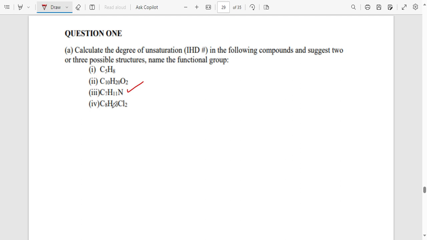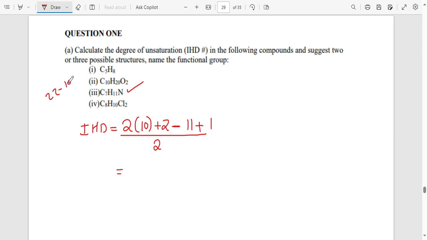Name the functional groups. So for this one, remember IHD is equal to 2 times the number of carbons. There are 10. You always add the 2. Remove the hydrogens, you have got 11 hydrogens. Nitrogen adds to IHD. And then over 2. So this is going to give us 2 times 10 is 20. 20 plus 2 is 22. And then negative 10 plus 1 is negative 11 plus 1 is negative 10. Right?